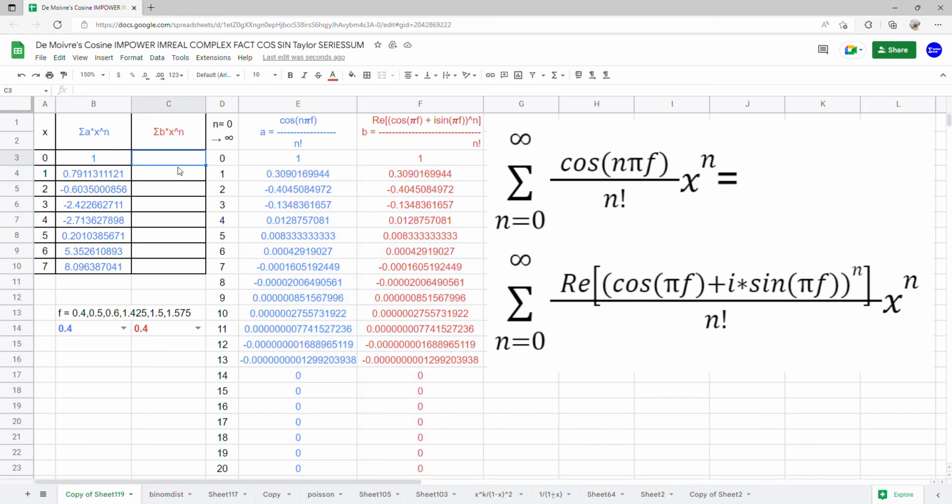Now we can complete the expansion, array formula, that series sum. So series sum of the x values raised to the power n, where n starts from 0, incremental by 1. And the coefficient a, b will be this range.